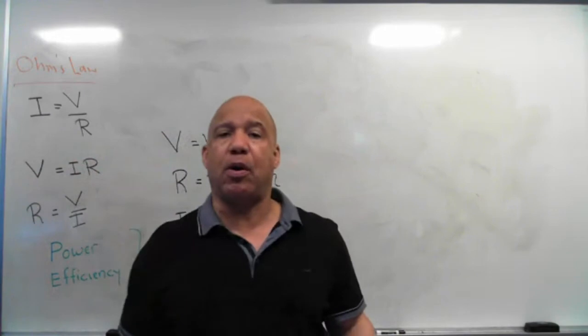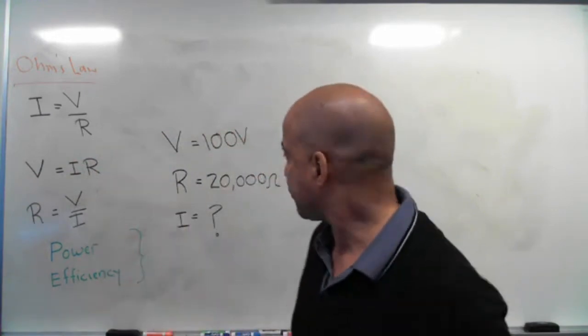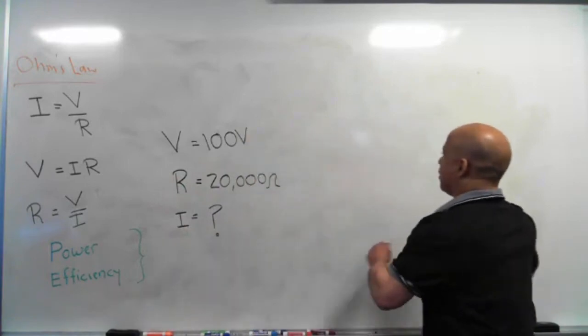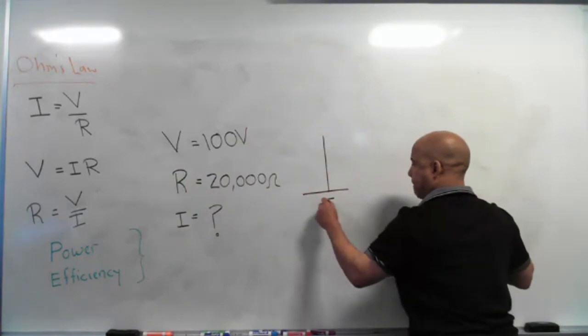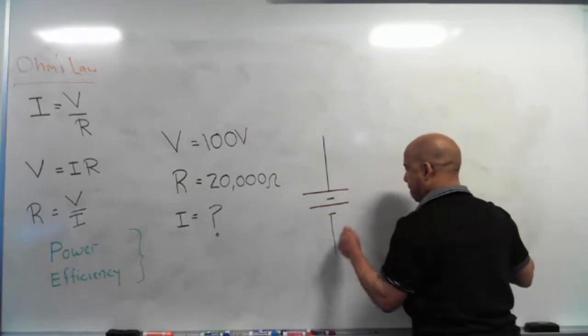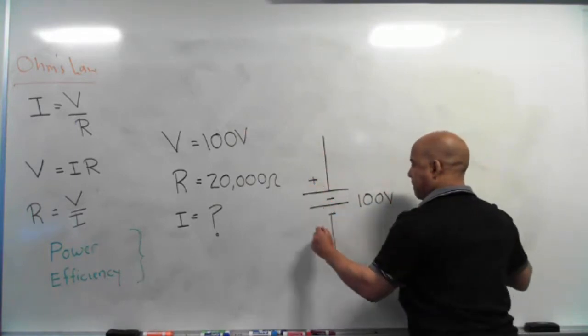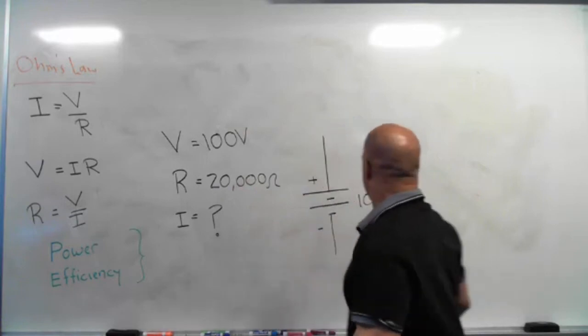Before I solve the problem, I wanted to translate it from words to a picture, a schematic. So I need a voltage source of 100 volts. I'm going to draw the voltage source. I have a resistance of 20,000 ohms. So I'm going to draw the resistor.